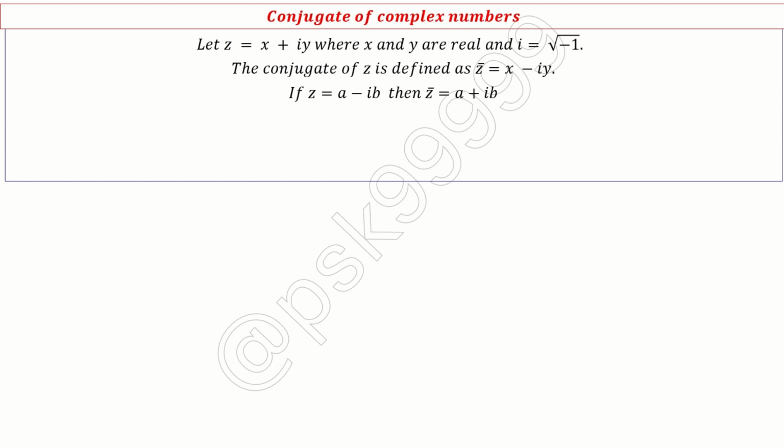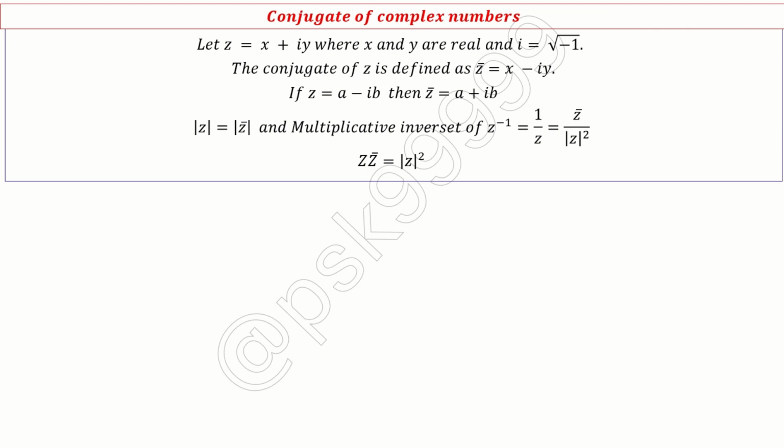What is the use of this one? If you see, modulus of z equals modulus of z bar, both are the same. And the multiplicative inverse of z, or z inverse, is equal to 1 by z, which is nothing but z bar by modulus of z square. So z into z bar equals modulus of z square. Once we know this, we know how to find the inverse of a complex number. This is the usefulness.